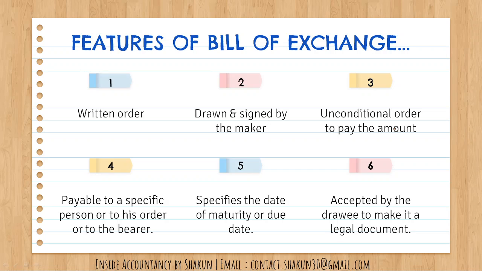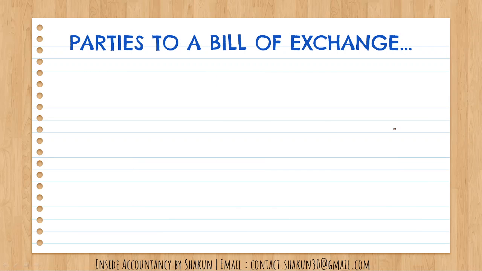It is accepted by the drawee to make it a legal document. See, when I gave you an example, I told you A or the seller or the creditor, he drafts a document. I did not name the document till then. Why? Because until and unless the drawee accepts it, until and unless the drawee puts his signature or his stamp on that document, until that time the document is not a legal document. So once accepted by the drawee, it becomes a legal document which can be used as a documentary evidence in the court of law.